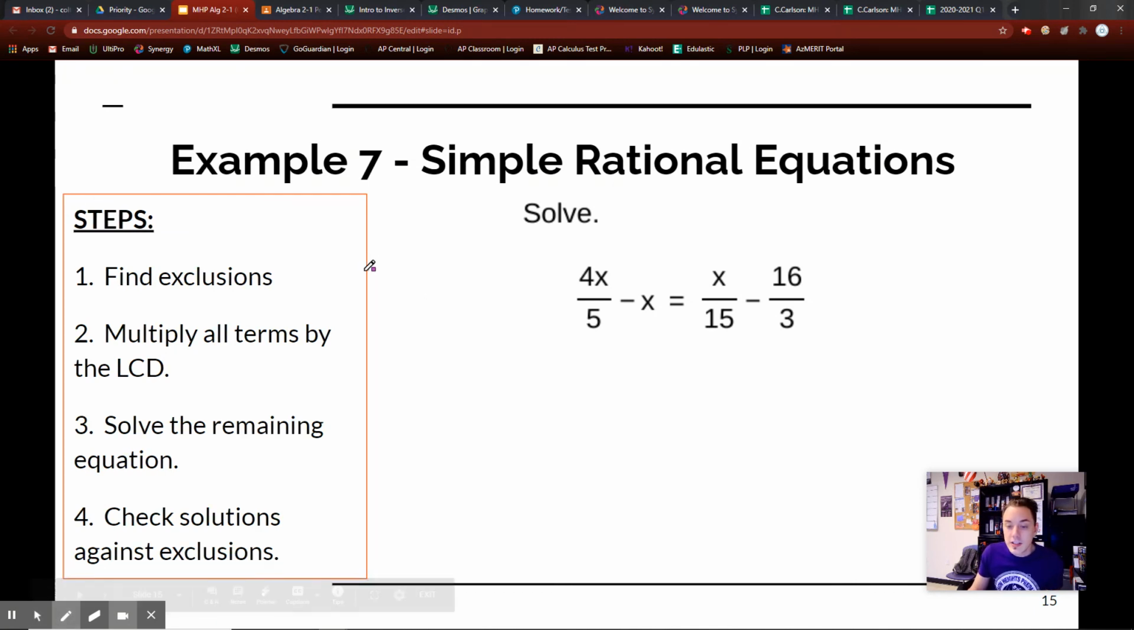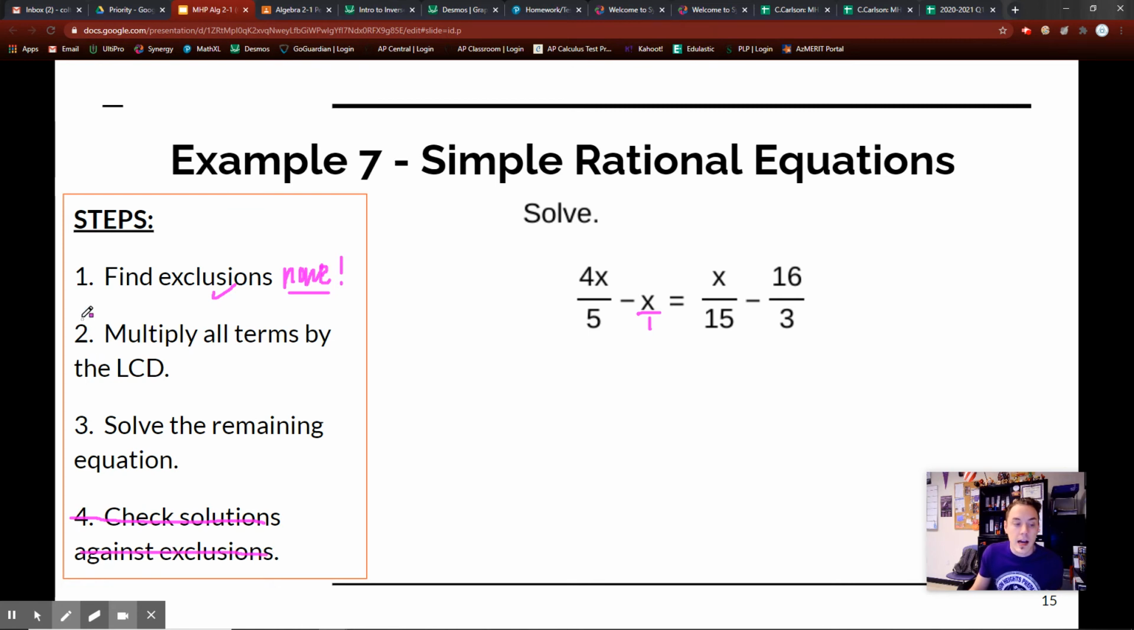Find exclusions. There's actually no exclusions here, which is fantastic. So I'm just going to put none. The reason why there is none is because there's no x in the denominator. So there is no exclusions. This is solid. Check mark. We're good, which means I don't need to do 4.